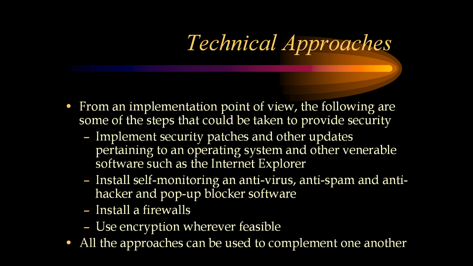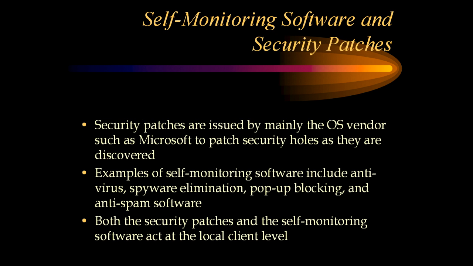From an implementation point of view, some things you want to think about are implementing security patches and other updates as available, not just when you get around to it. Install self-monitoring, antivirus, anti-spam, and anti-hacker pop-up blocker software. Firewalls are very important, and use encryption on your communications wherever possible. And these approaches can complement each other. They are not approaches that can be single unto themselves, like an island, like the old poem about each man being an island unto themselves. You want to work together.